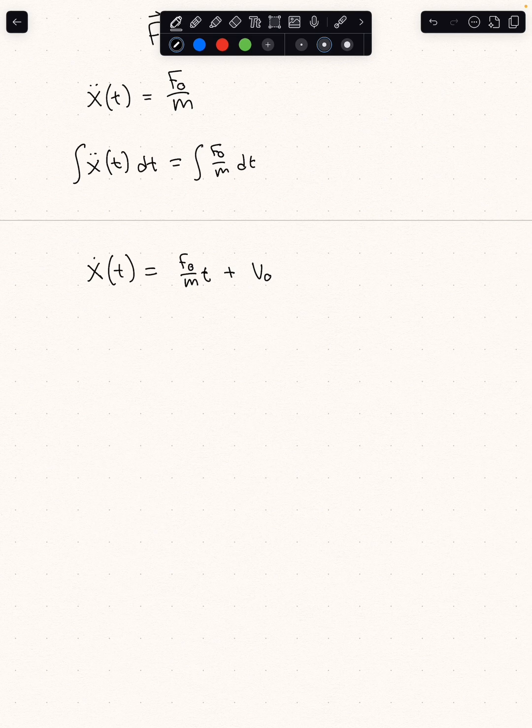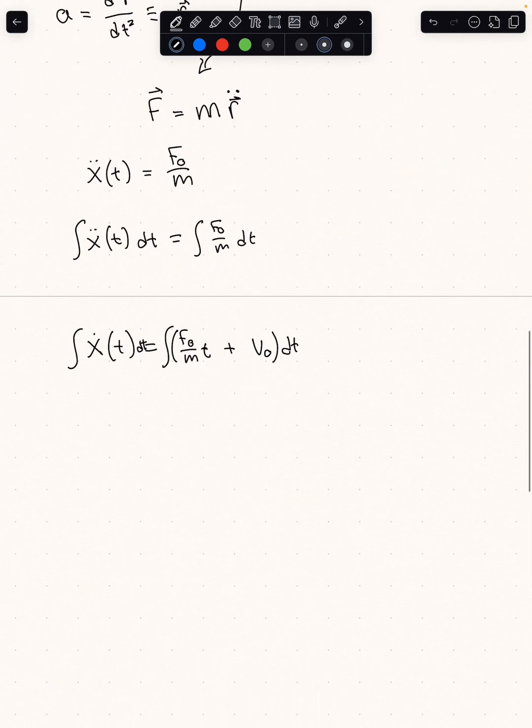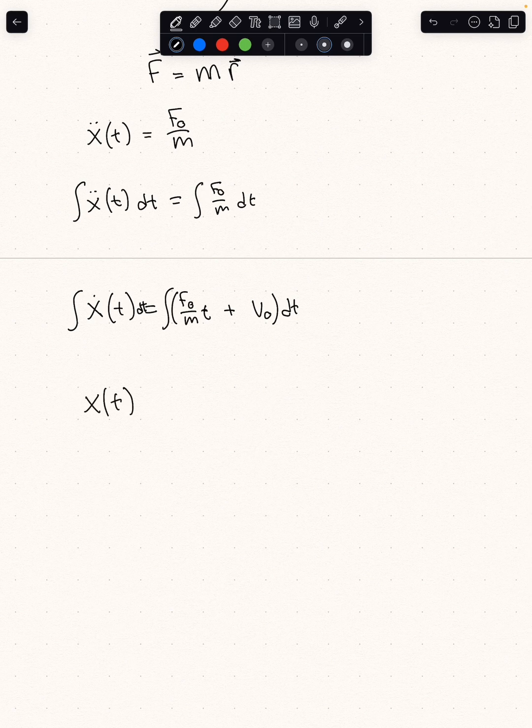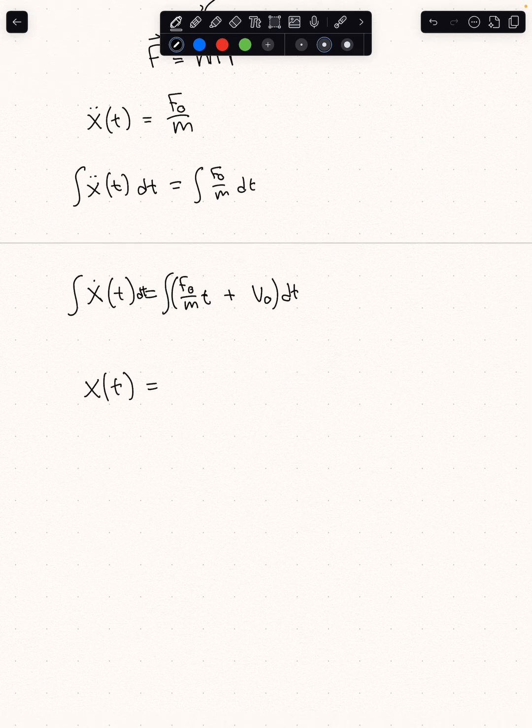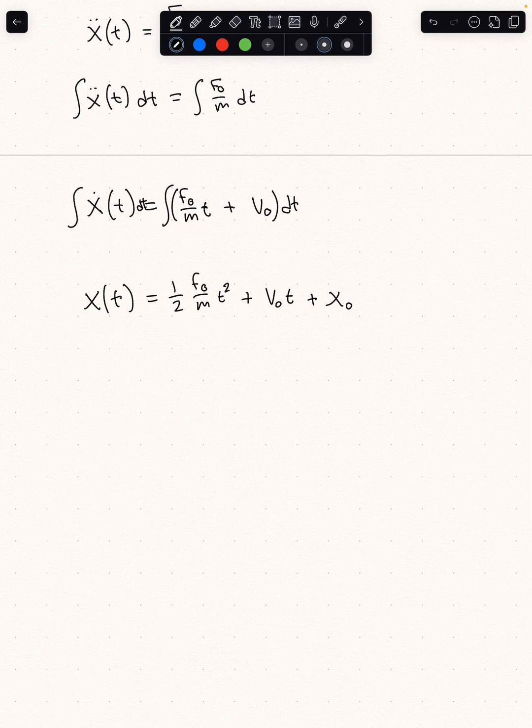And now if we take the integral again of both sides with respect to time, the integral of velocity is going to give us position, so x of t, and this is going to be equal to the integral of F naught over m times t, which is 1/2 F naught over m t squared, plus v naught t plus some constant, which is going to be the position in this case, initial position x naught. And then this can be simplified a little bit more.